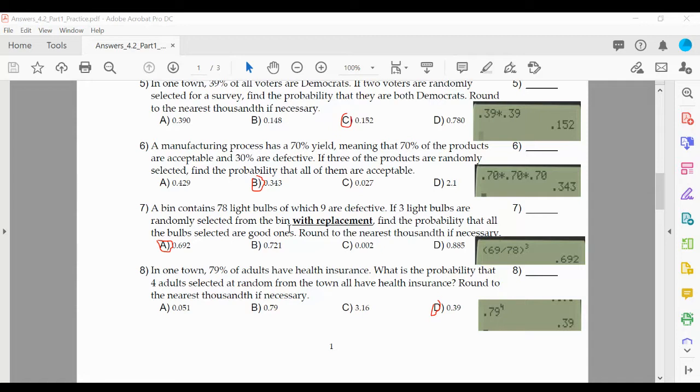3 different times. Now, if it were without replacement, then it'd be 69 out of 78 times 68 out of 77 times 67 out of 76. You'd have to subtract one from the numerator and one from the denominator. But with replacement, you're doing the same thing over and over again.